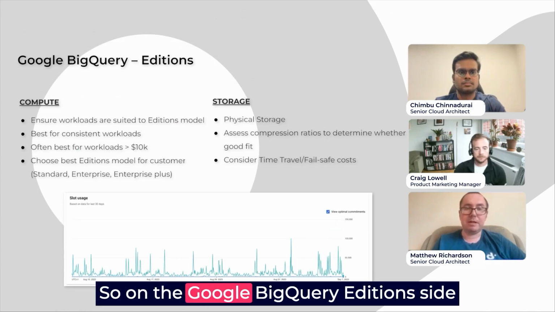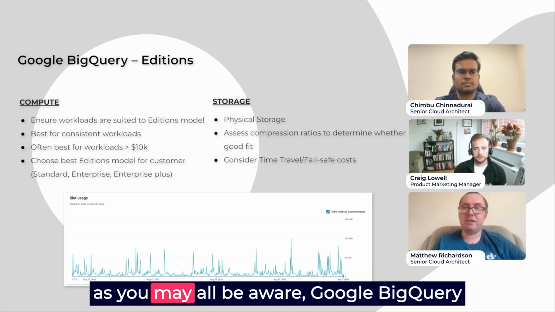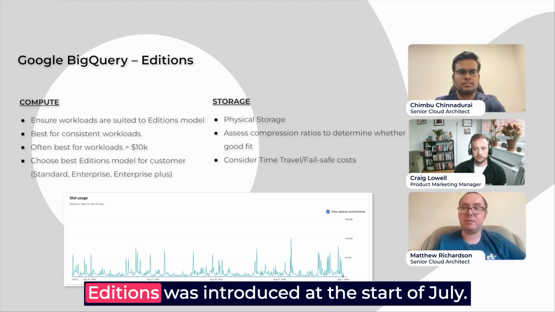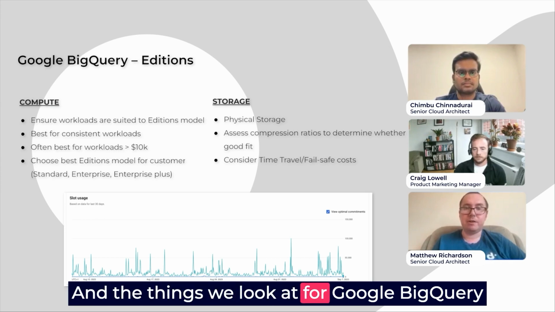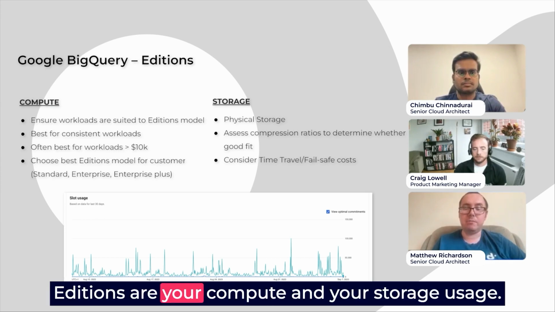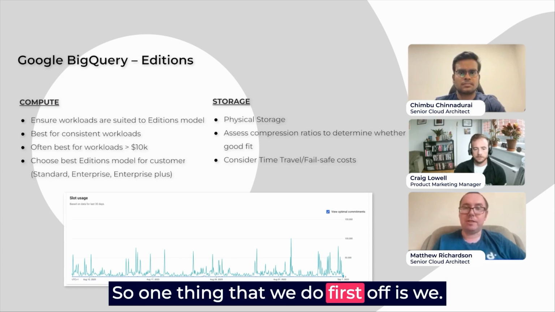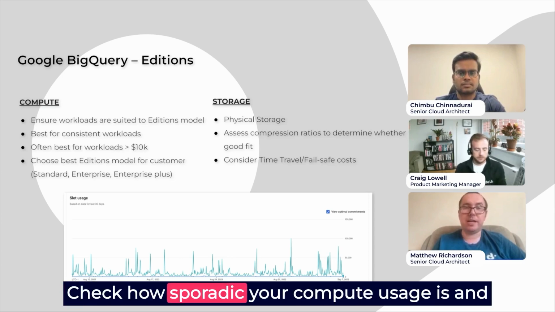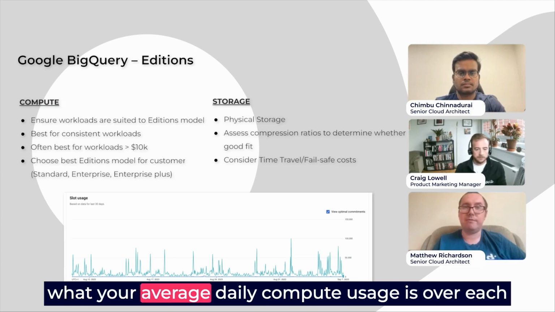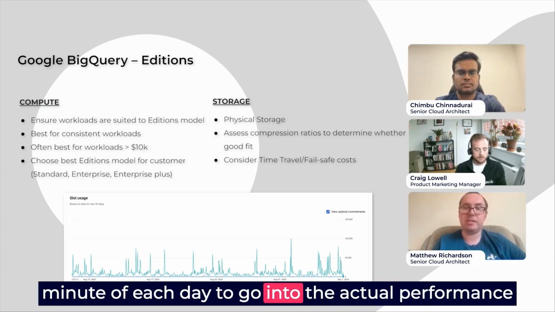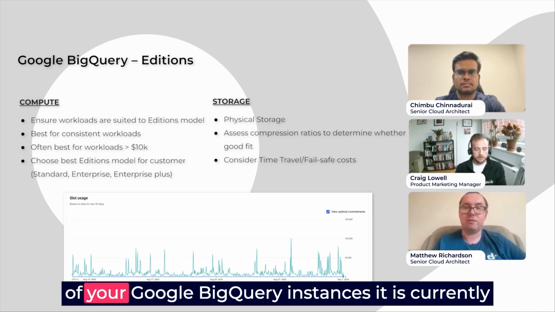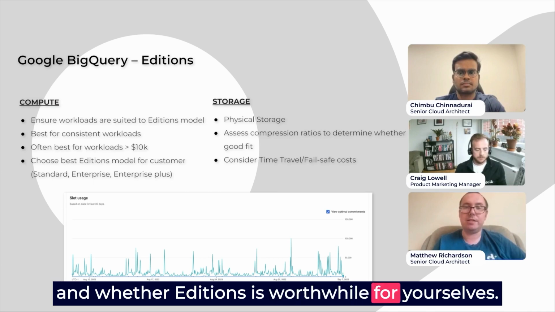So on the Google BigQuery Editions side, as you may all be aware, Google BigQuery Editions was introduced at the start of July. And the things we look at for Google BigQuery Editions are your compute and your storage usage. So one thing that we do first off is we check how sporadic your compute usage is and what your average daily compute usage is over each minute of each day to go into the actual performance of your Google BigQuery instance as it is currently and whether Editions is worthwhile for yourselves.